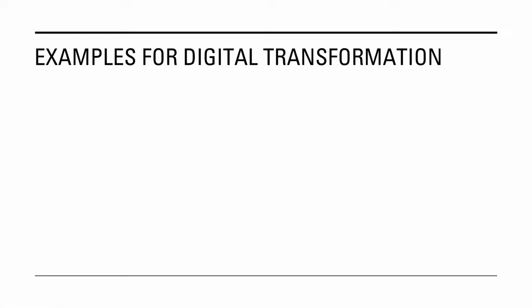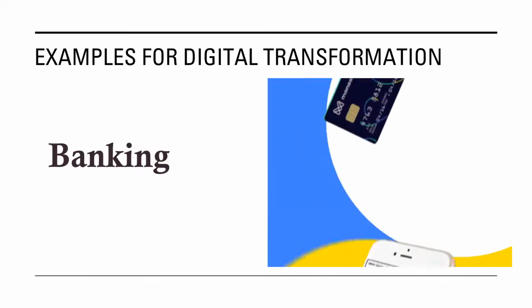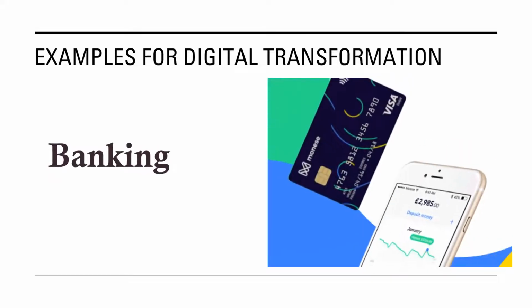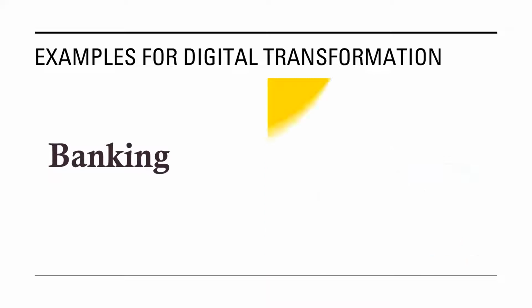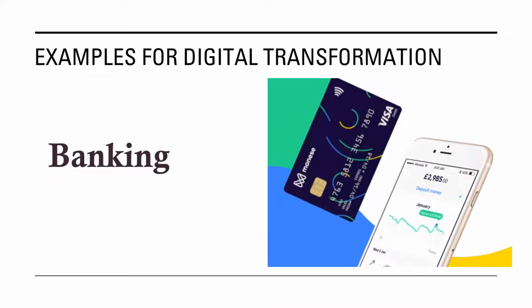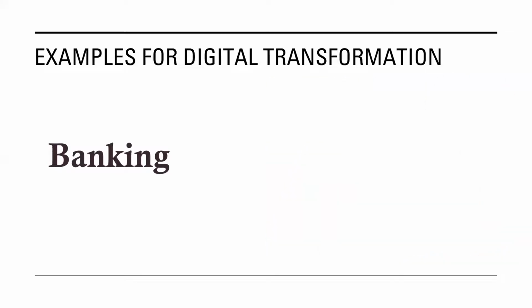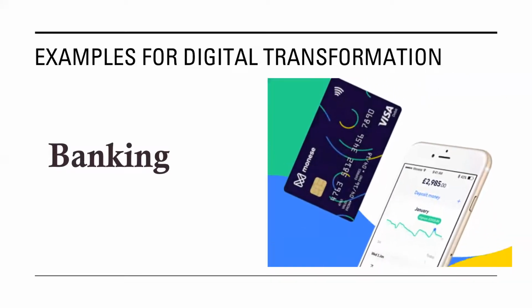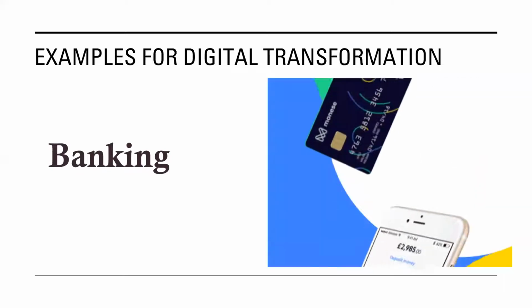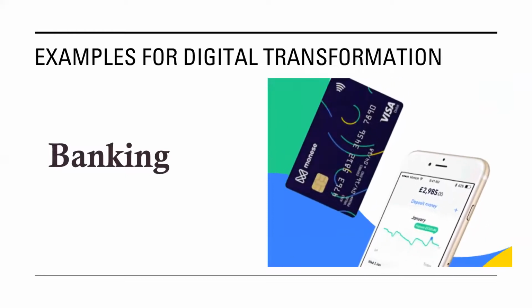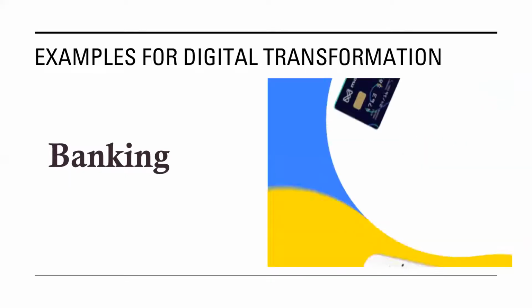Okay. Examples for digital transformation. So this will be very, very interesting to you all. So banking. So we all know we have been using digital technologies in banking. We know about e-banking and all. Now the banking industry has been developed by using these digital technologies for their transactions and all. So this is very, very important to us to do our money transactions in an efficient and effective manner.